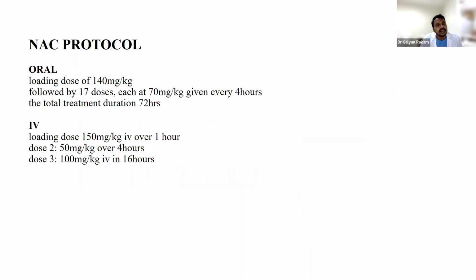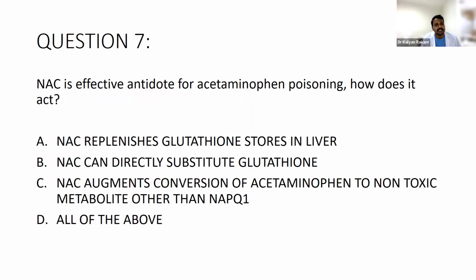For the NAC protocol, whether we give it orally or IV, both have the same efficacy. Oral includes a loading dose of 140 mg per kg followed by 17 doses of 70 mg per kg given every 4 hours. Basically, the patient usually has hepatic encephalopathy and altered sensorium, so the oral route is not usually preferred because of the risk of aspiration. However, with a Ryle's tube they can still be given. IV includes a loading dose of 150 mg per kg over 1 hour, followed by 50 mg per kg over 4 hours, and then 100 mg per kg over 16 hours.